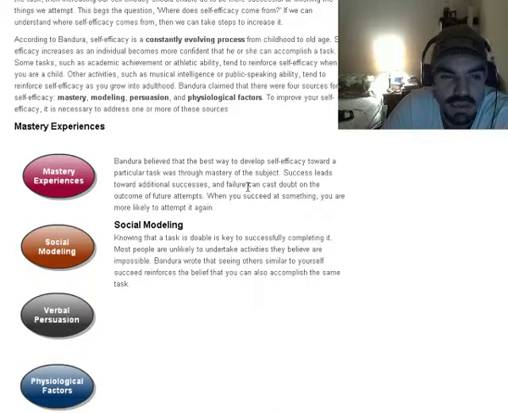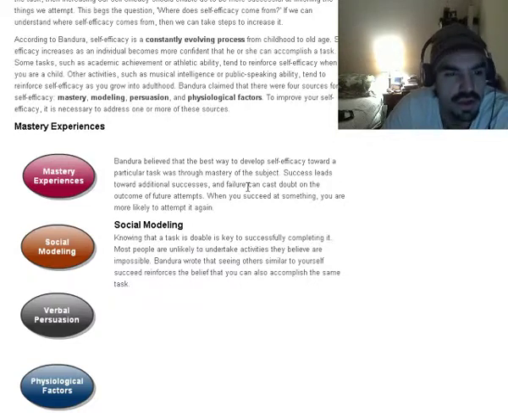Bandura believed that the best way to develop self-efficacy toward a particular task was through mastery of the subject. Success leads toward additional successes, and failure can cast doubt on the outcome of future attempts. When you succeed at something, you are more likely to attempt it again.